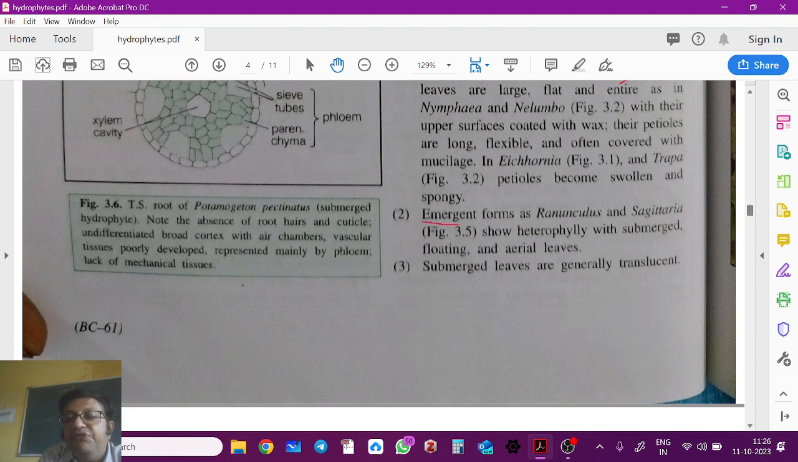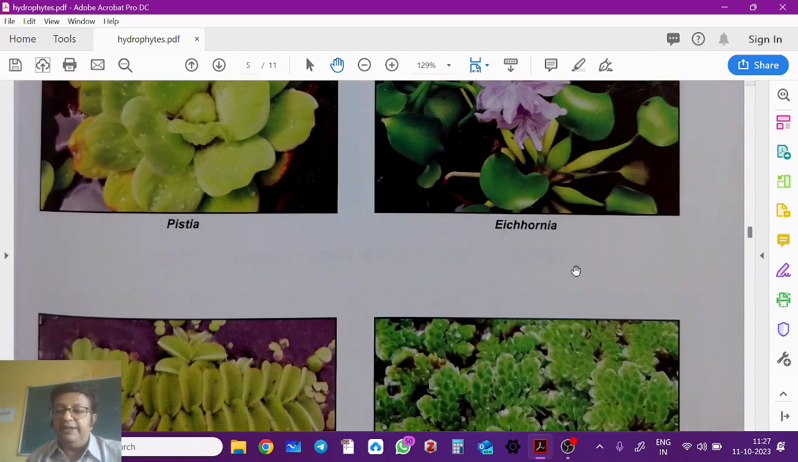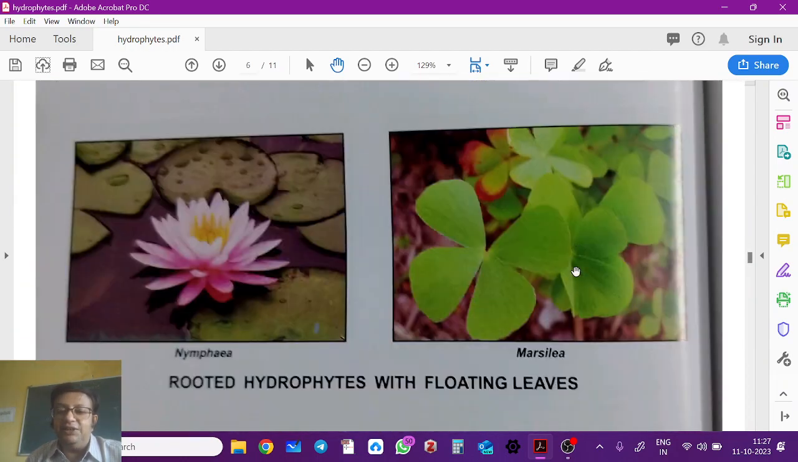There are emergent forms such as Ranunculus and Sagittaria. They show heterophyly, with submerged, floating and aerial leaves. Heterophyly means the presence of different types of leaves. There are floating leaves and aerial leaves. Okay, there are pictures too, I have given them, you can look at them if you want.